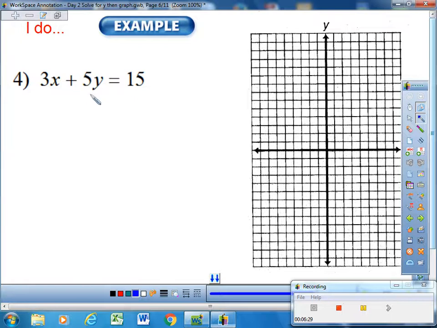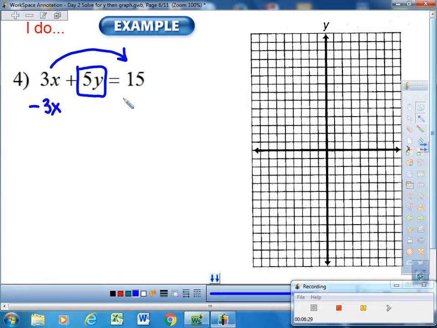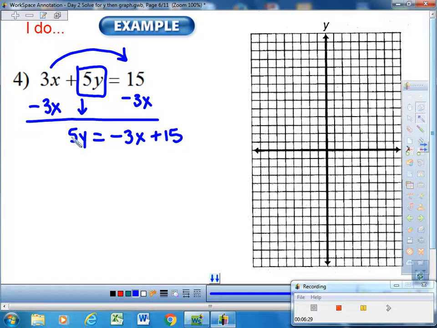So my y term is not by itself. It has a 3x with it, but notice that the y also has a 5. So let's send the 3x to the other side first. So I'm going to subtract 3x. I bring down my positive 5y, and that equals -3x, and this is a positive 15, so I put plus 15. Now, to separate the 5 from the y, divide everything by 5. Remember, it has to be all the terms.